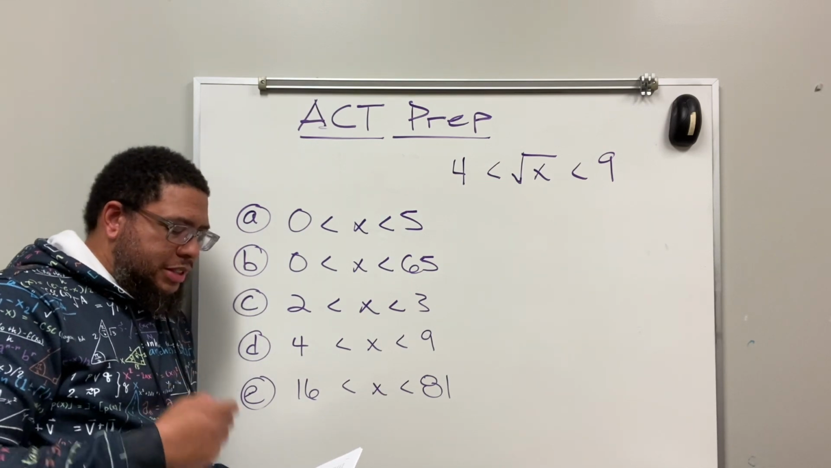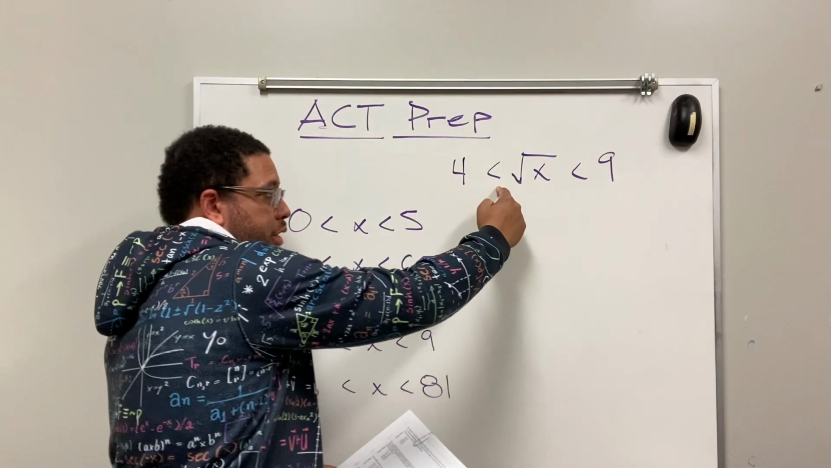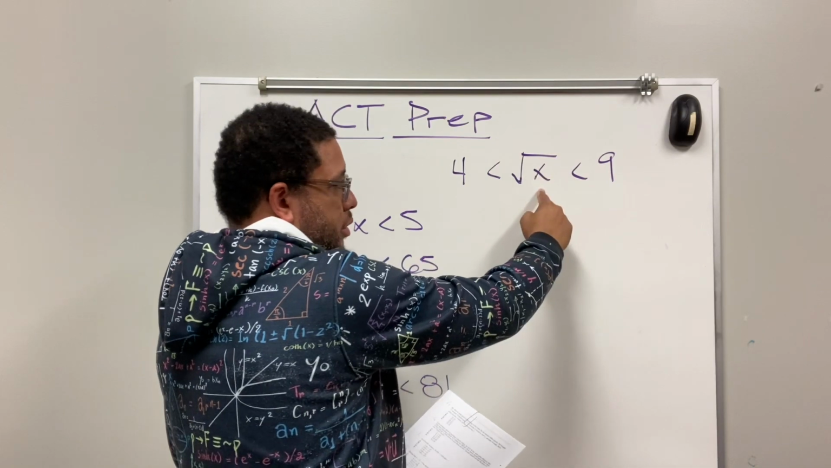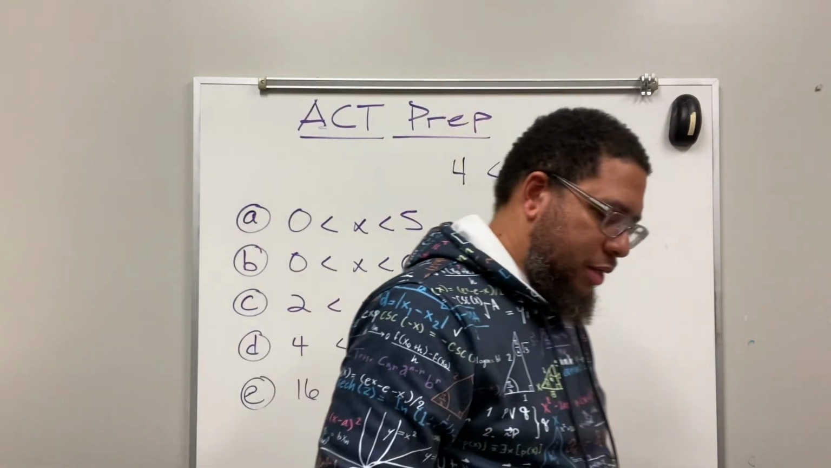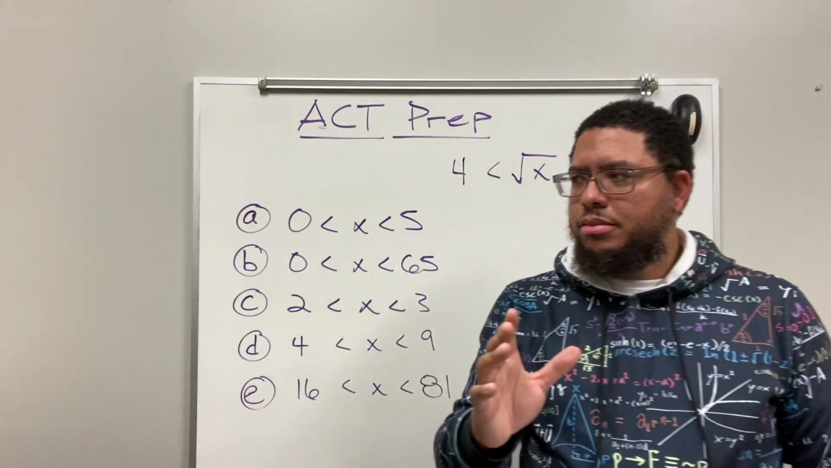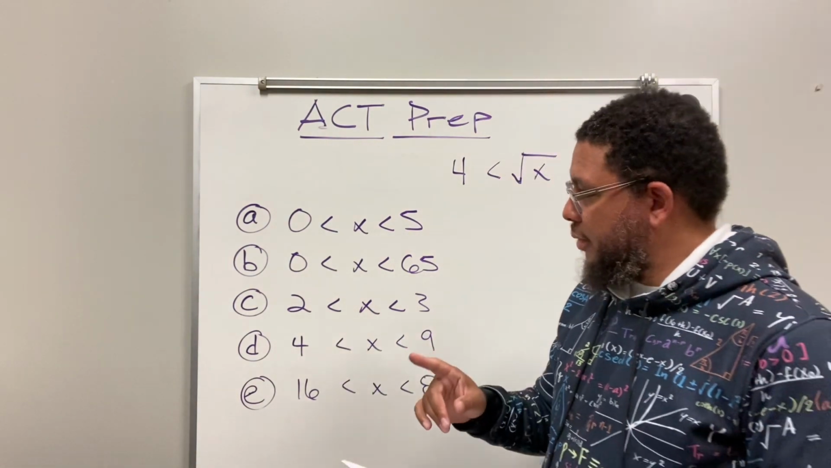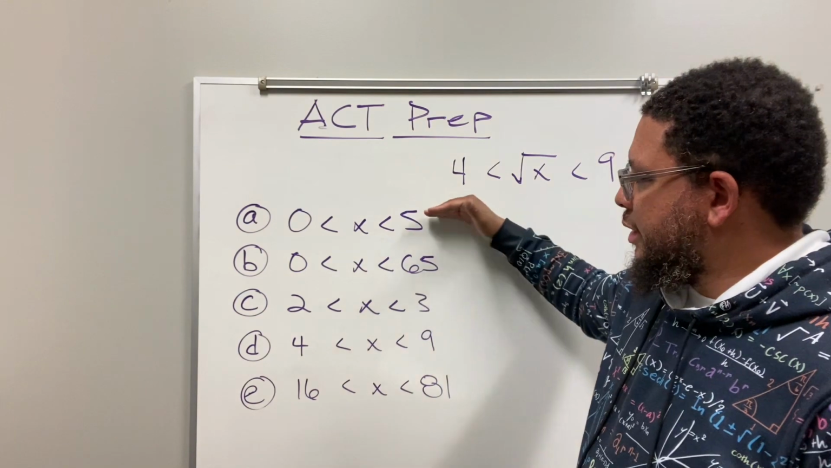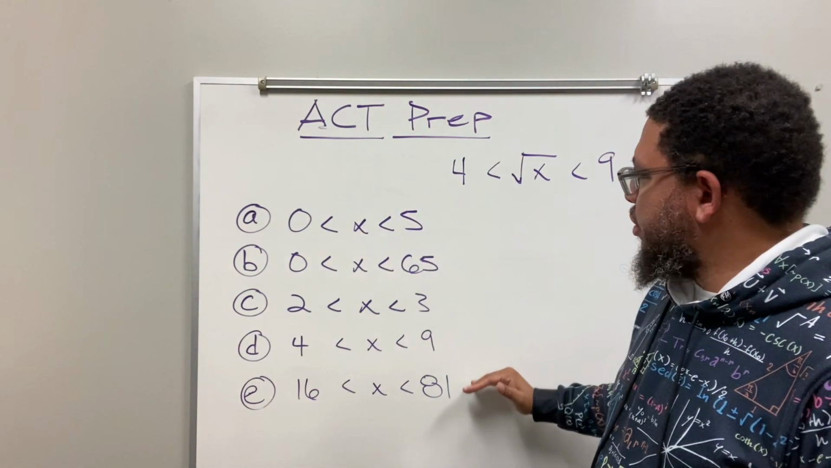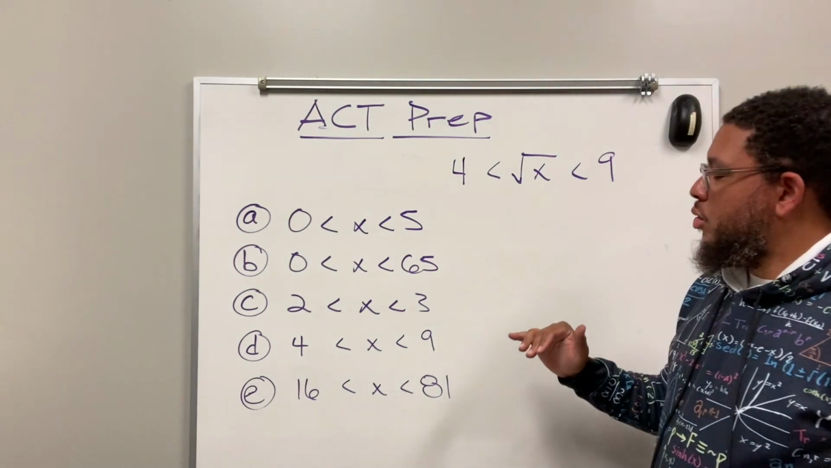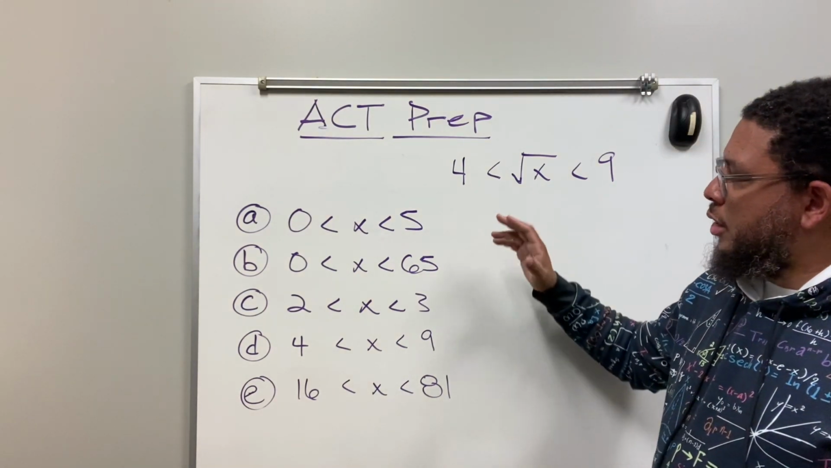So anyway, saying that 4 is less than the square root of x is less than 9 is equivalent to saying what about x? Equivalent. That's an important word in this problem. Now, there's a reason that I listed the multiple choice answers, because it's from the multiple choice answers that we're able to derive or figure out what the answer could be.